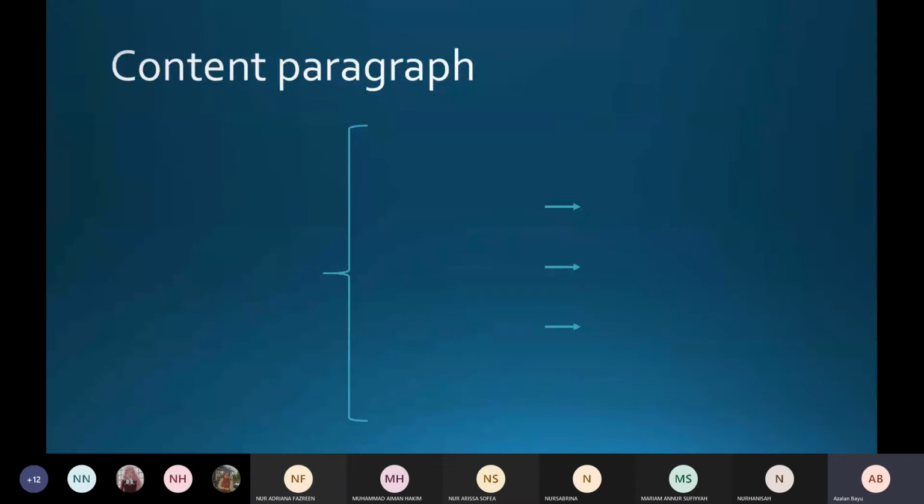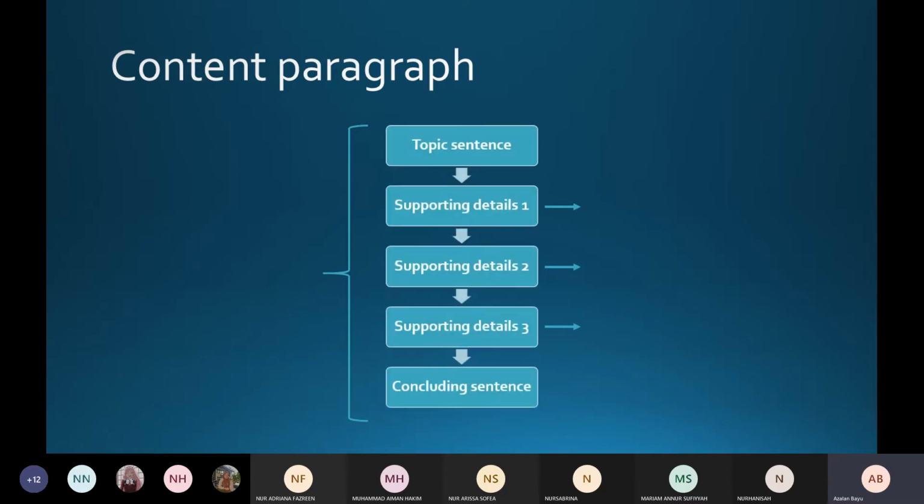Okay, next we go to the content paragraph. The content paragraph is larger because of the content, and you have to write three content paragraphs. I will show just one example of a content paragraph. This is its structure. You have to write what we call a topic sentence, followed by supporting details 1, 2 and 3, and lastly not a conclusion but a concluding sentence. Each supporting detail should preferably have at least one example or explanation.